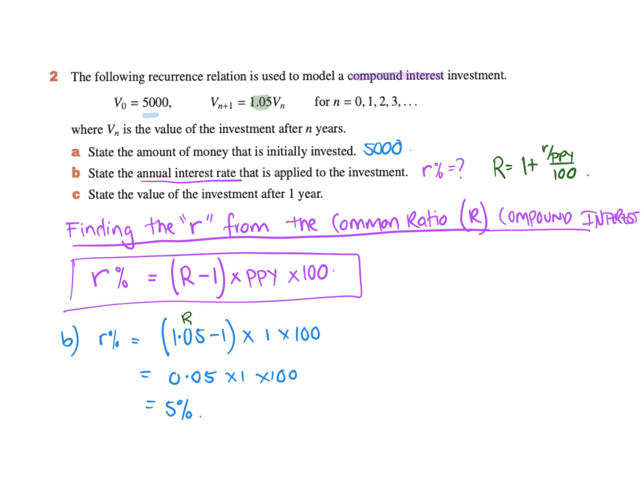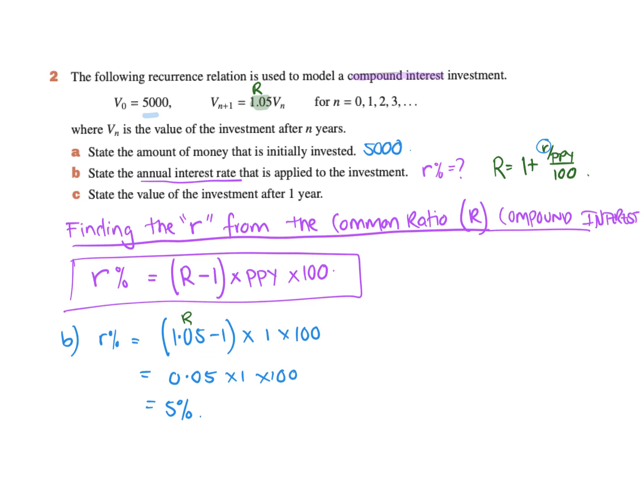All right, so here we've got a recurrence relation, and we know it's compound interest, and we've got the big capital R there, the common ratio. First of all, they've asked us to state the amount of money initially invested. I can see that's V0, so that's 5,000. The next question is, state the annual interest rate that applied to this investment. When they say that, that means they want you to find little r. You can see that little r is in our formula for our common ratio, that big R.